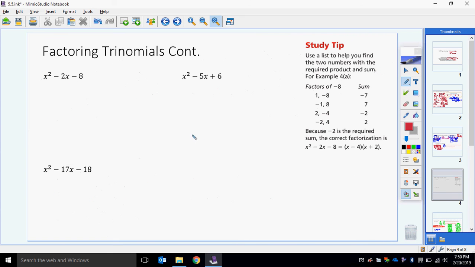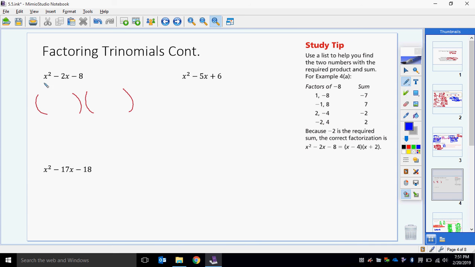Okay, let's try some more. And hopefully I don't mess up this time. It's not a perfect square trinomial because there is no number that, when I square it, I get 8. So I have to factor into 2 binomials. And I need to think what 2 numbers are going to multiply to give me negative 8. Well, if you come over here and look, they wrote out the factors of negative 8: 1, negative 8, negative 1, 8, positive 2, negative 4, and negative 2, positive 4.